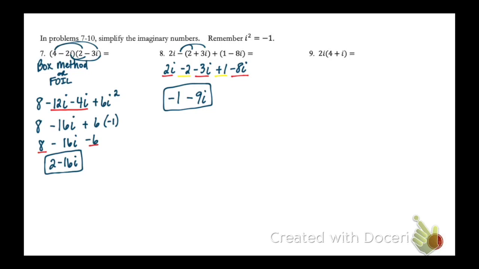For the last problem, I'm going to distribute the 2i, replace my i squared with negative 1, and then combine like terms. And then I did rewrite this last one. Instead of having it 8i minus 2, I wrote it in the form a plus bi, since that's how we write complex numbers. So I put the real part first, which is negative 2, and the imaginary part second, which is 8i.